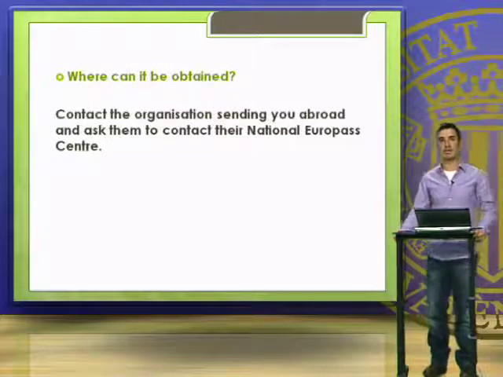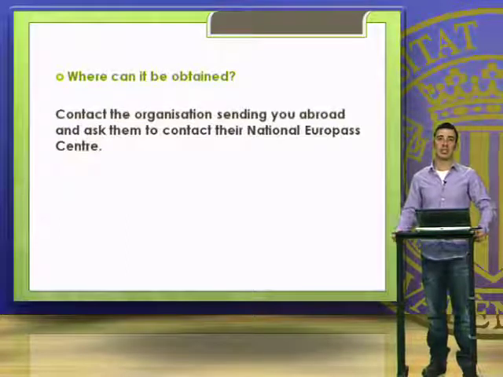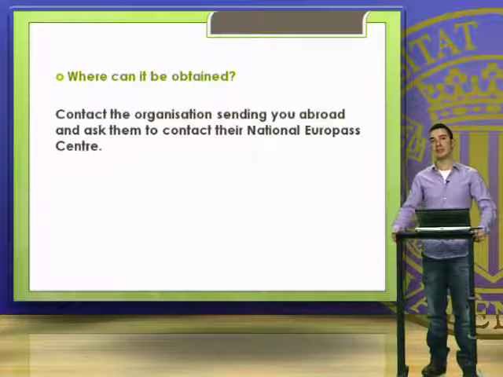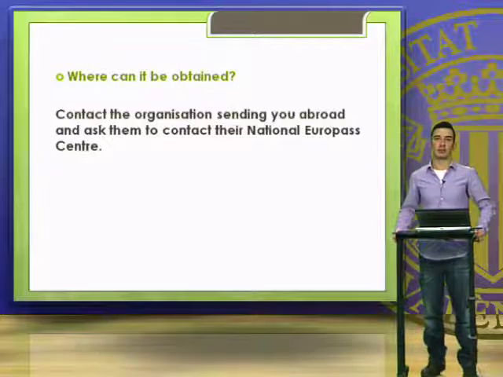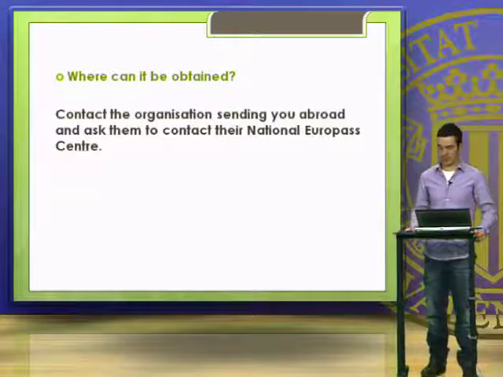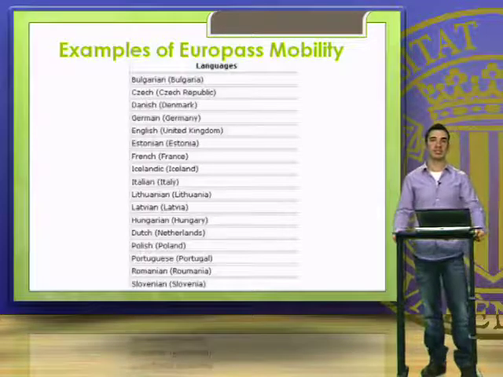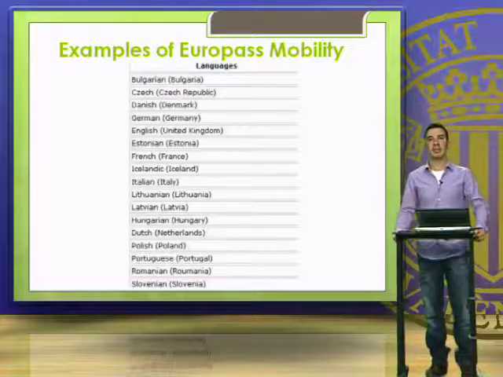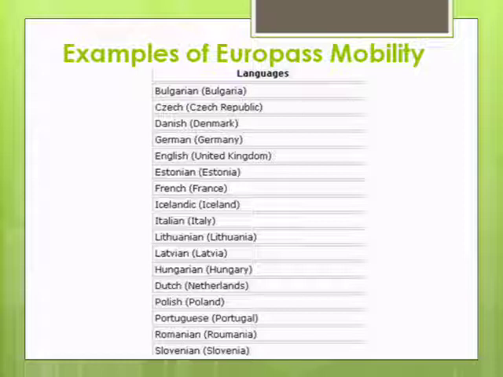Where can you obtain it? If you want to obtain it, you have to contact the organization which sends you abroad, and they are the responsible for contacting their national Europass centers, as all these centers are across the whole European Union territory. If you want to get inspired, you can always check the examples of already created Europass mobility documents. They are available in all these languages. In this case, we don't have Spanish, but you can always check it in English, for example.